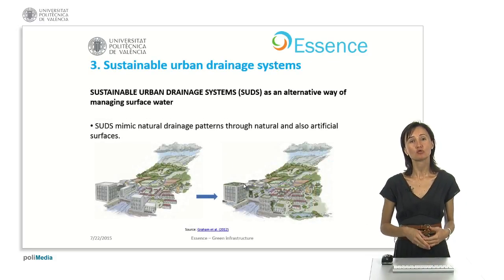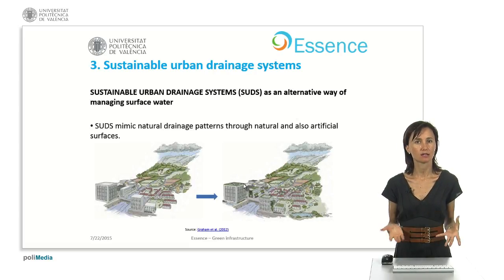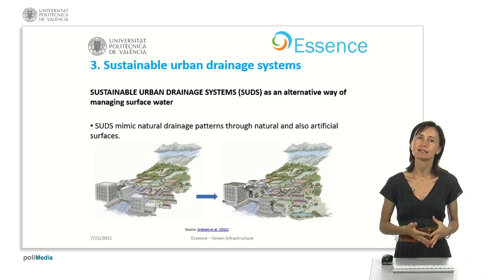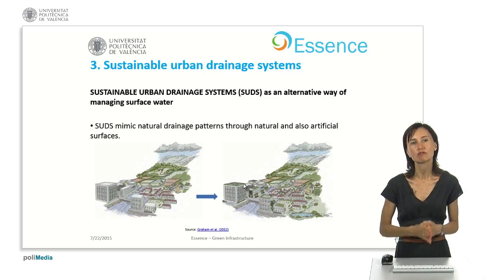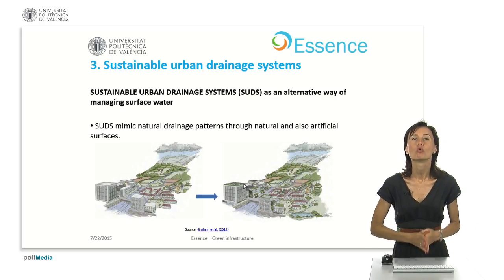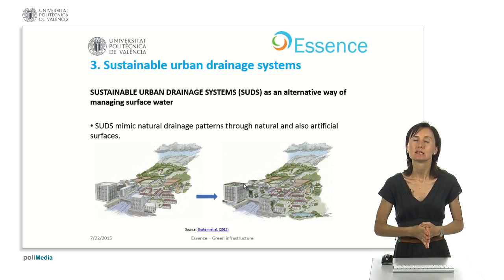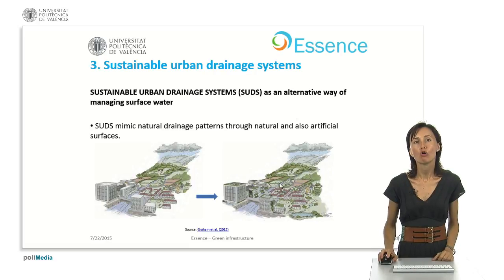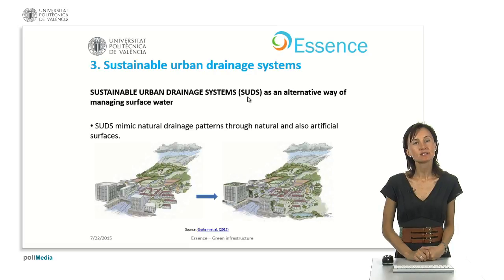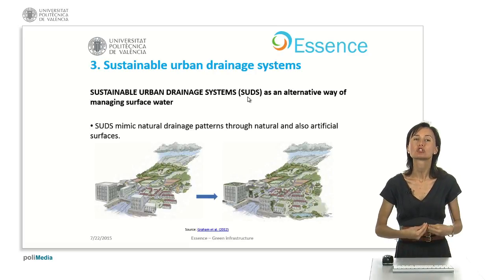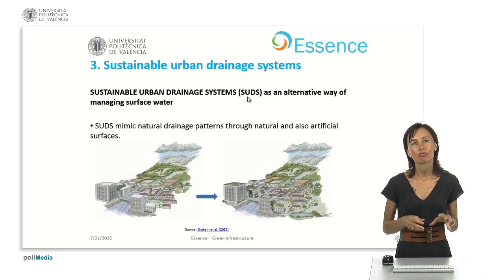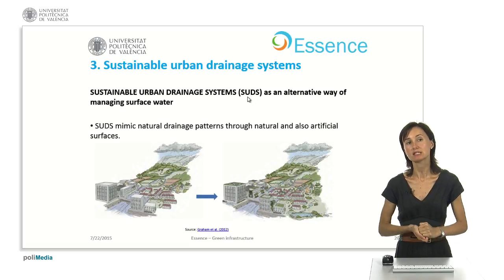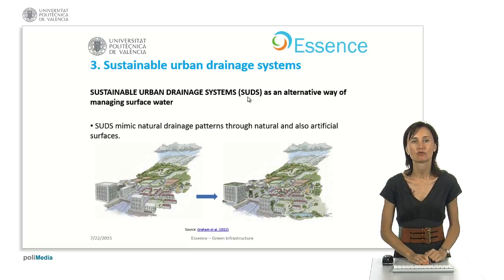So, as a response to this, an alternative way to manage surface runoff, or at least a complementary way, is increasingly being adopted worldwide. This system is called Sustainable Urban Drainage Systems, or SUDS. These systems tend to mimic natural drainage patterns through mainly natural elements and also artificial surfaces.